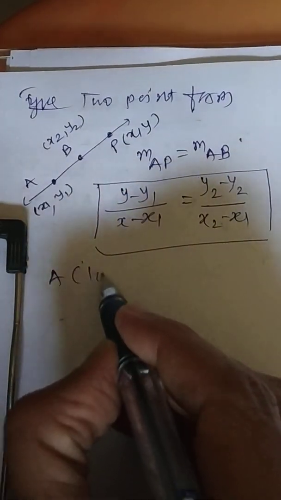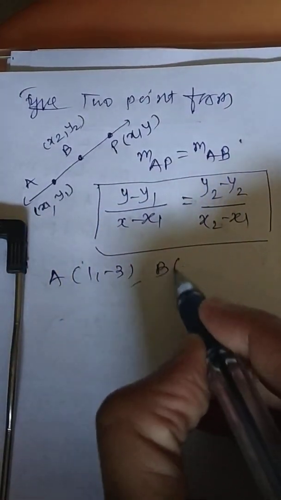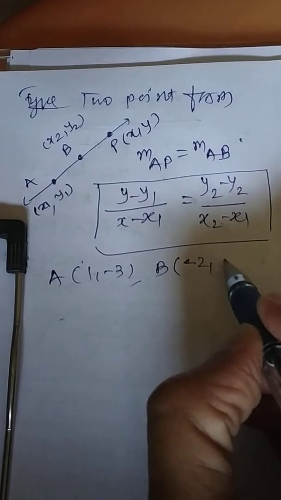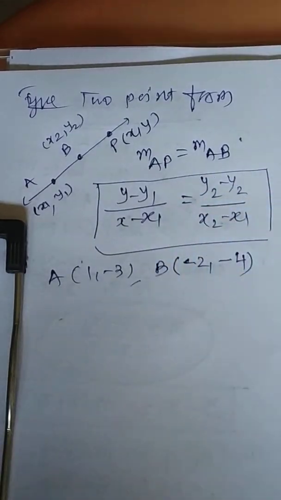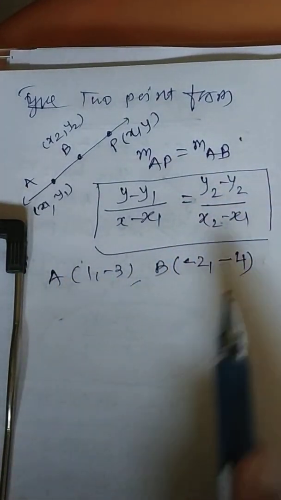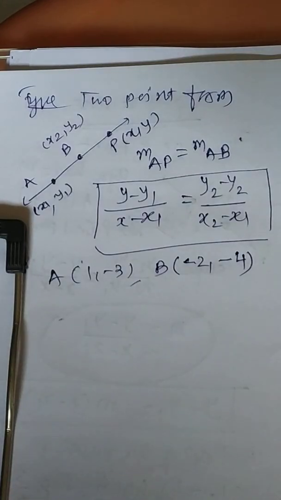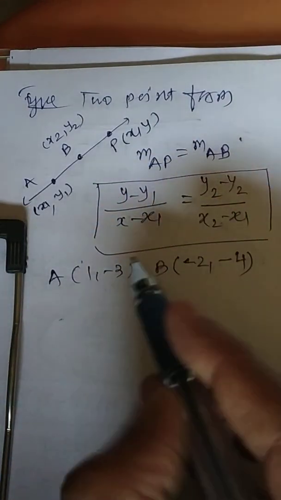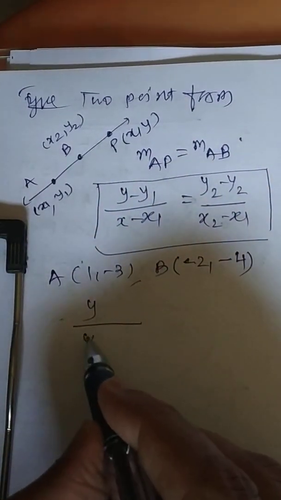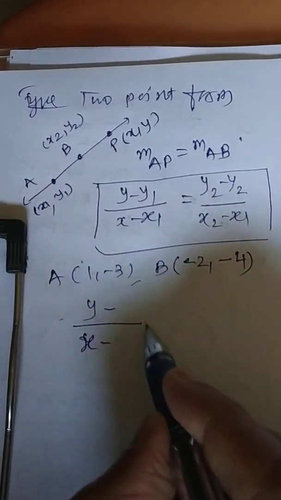How will the question be? A will be given as (1, minus 3) and B will be given as (minus 2, minus 4). And the question may ask what is the equation of the line which is passing through these two points. What you can do is write this equation, y here, x here, and replace the values.